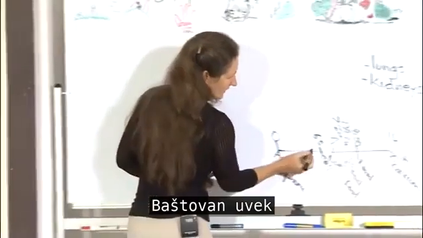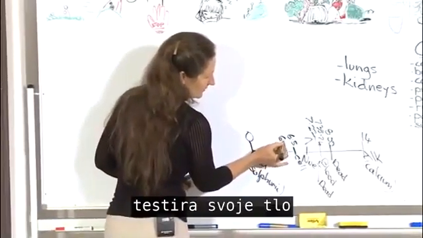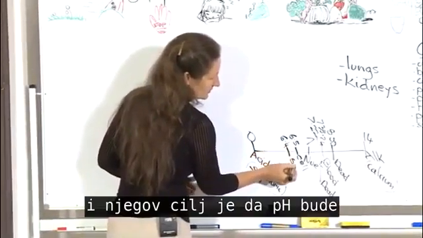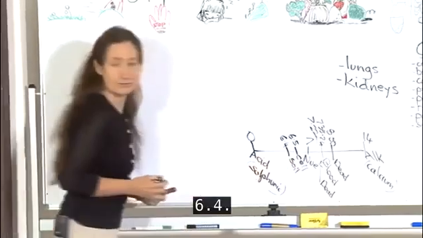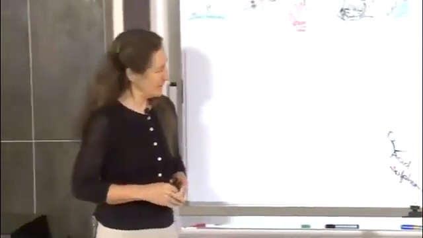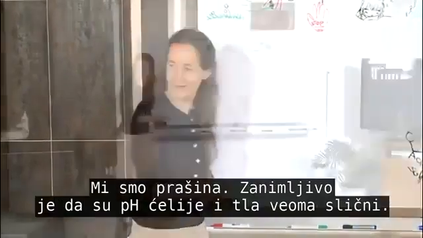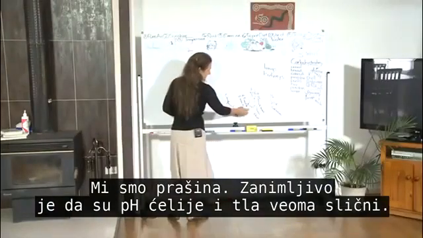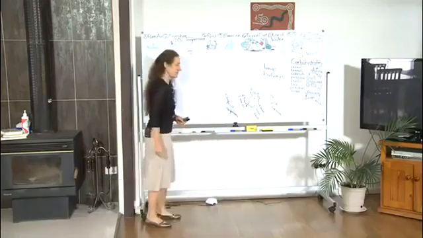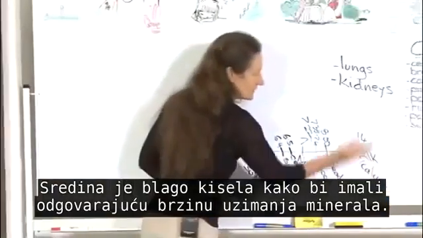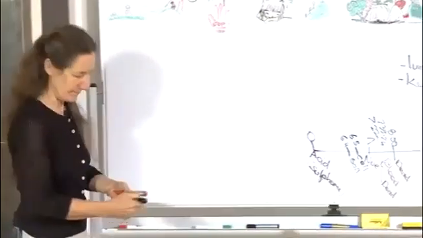The gardener's always testing his soil, and he aims for a pH of 6.4. We looked at this on Monday. We come from dust, we go back to dust. We're dust. It's interesting that the pH of the cell and the soil are very similar. Slightly acid, so you get the speed of uptake of the minerals.